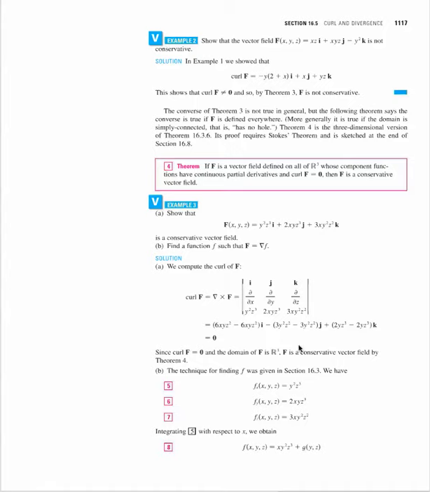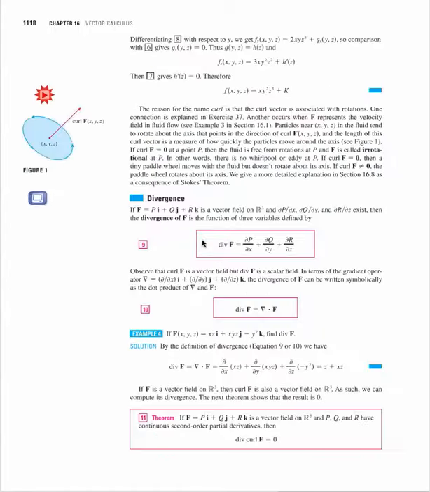Part B, by the way, is also worth looking at here. Then your book talks a little bit about the meaning of curl, and we'll talk about that in class, but do give this a quick read.